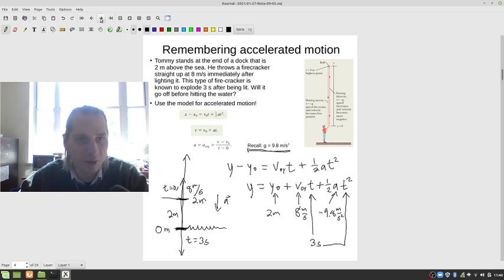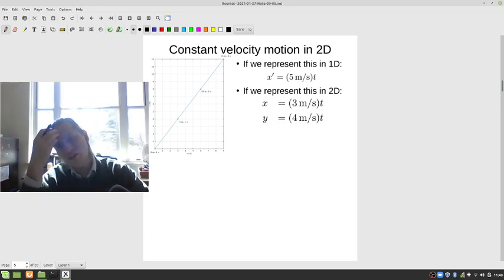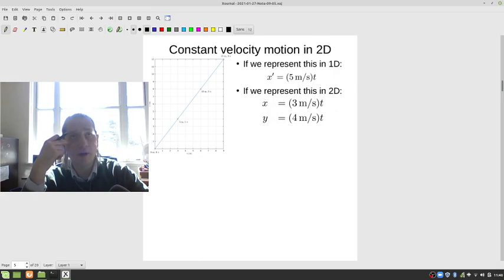It's an example problem. Okay, now I want us to think clearly about how we're going to deal with these ideas of initial velocity in 2 dimensions.